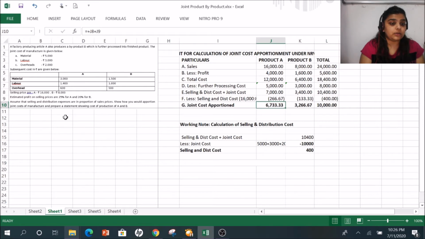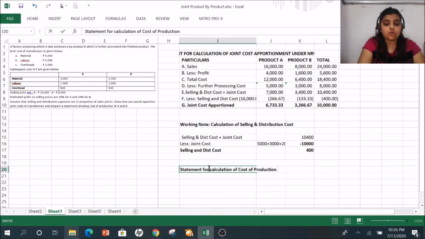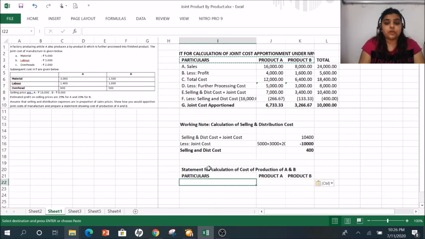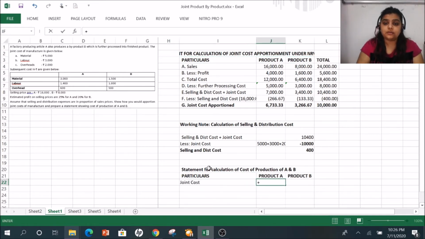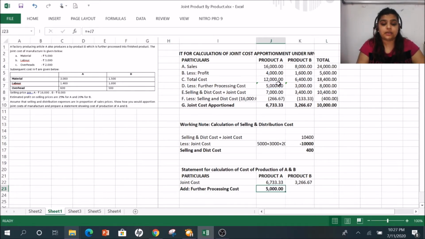Now after apportioning the joint cost, they are also asking us to prepare a statement showing the cost of production for A and B. So we are going to prepare a statement for calculation of cost of production of A and B. Let me copy the same format. Now cost of production, joint cost, we have apportioned it, that is 6,733.33 and 3,266.67, and we are going to add our further processing cost here. Further processing cost 5,000 and 3,000.